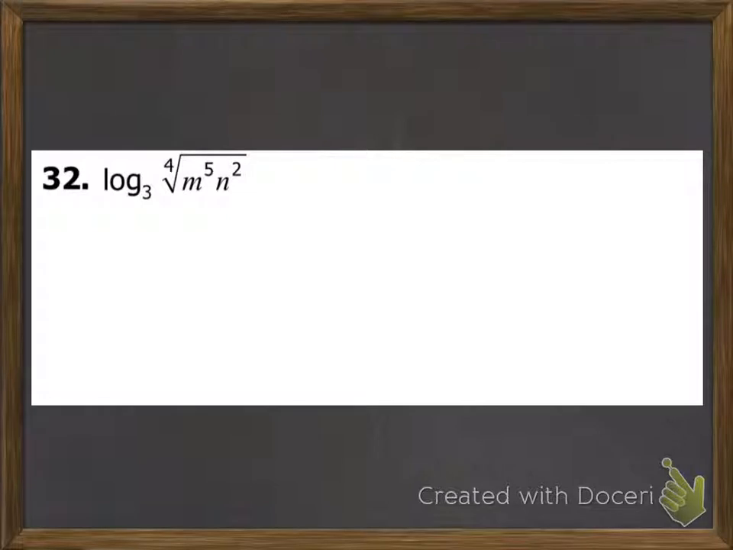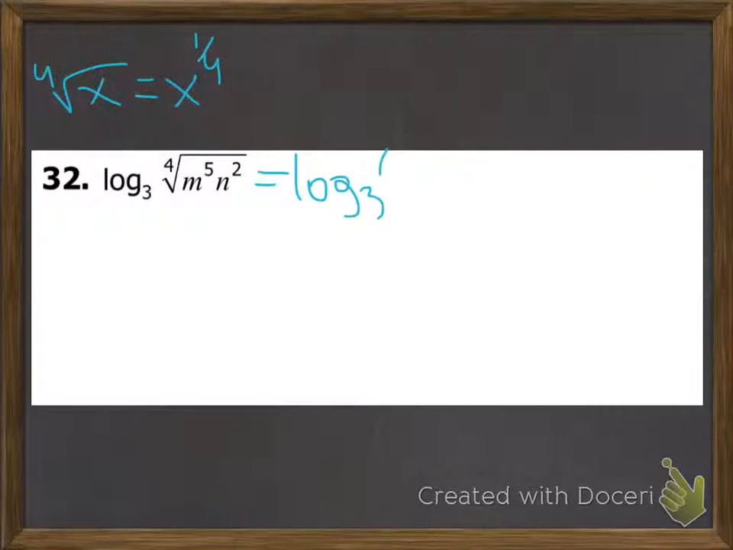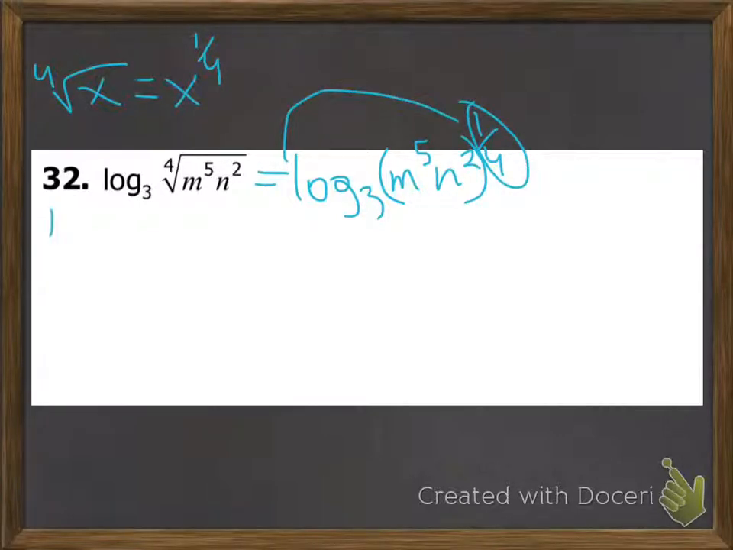And then our final example here. So for this one, we actually have a 4th root. So that one is, say you have the 4th root of x. That one is then rewritten as x to the 1/4. So I'm going to go ahead and do that. We're going to have log base 3 of m to the 5th n squared raised to 1/4. So therefore, on the next line, I'm going to have the 1/4 move to the front.